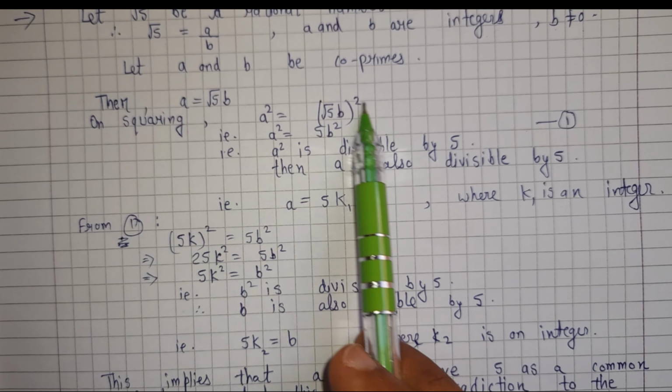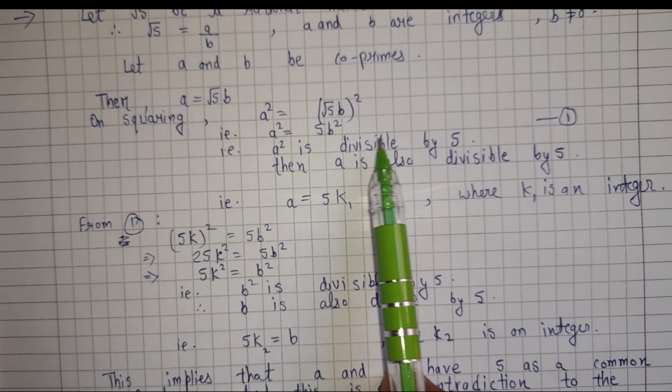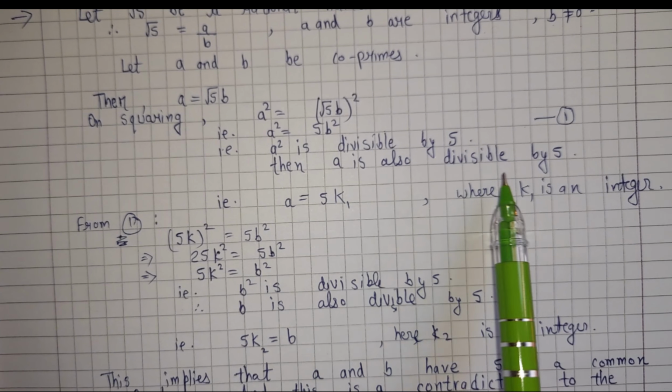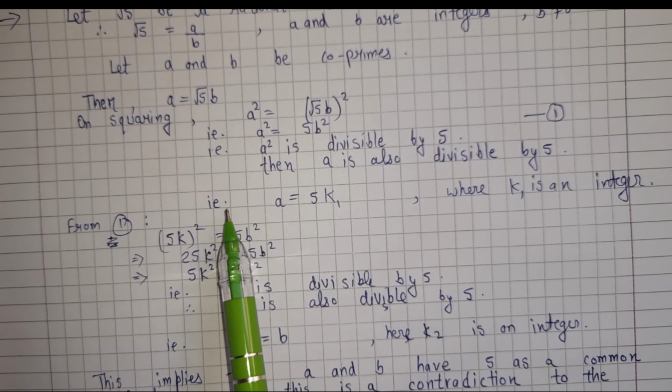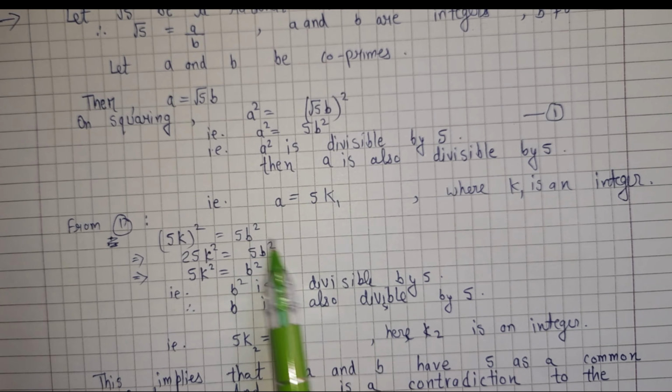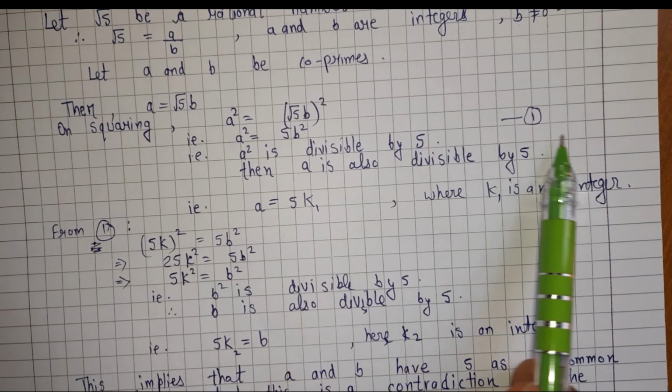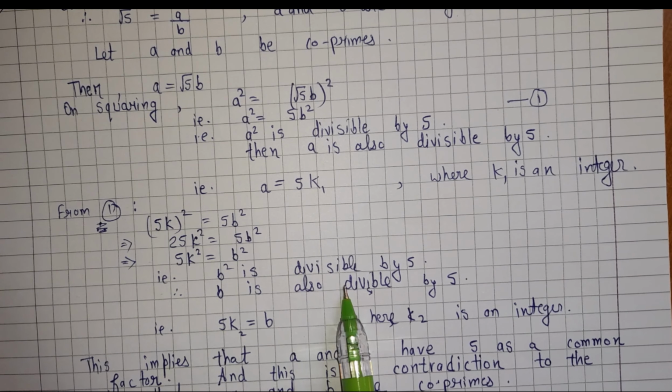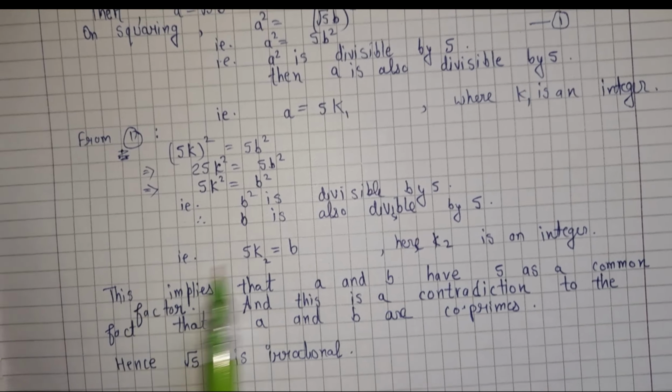On squaring, we will get this. a squared is divisible by 5, then a is also divisible by 5. Then a is equal to 5k1 from equation number 1. All these methods we have proved earlier.